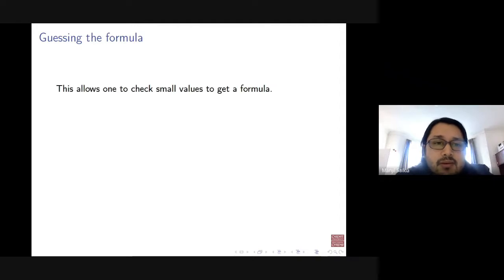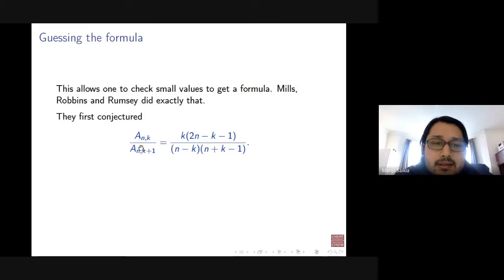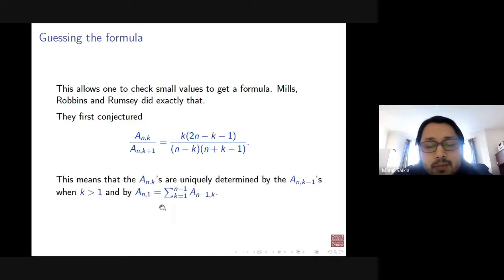So this allows one to check small values, and you can get some sort of a guessed formula. And Mills, Robbins, and Rumsey did that. They first conjectured that the successive ratios, A n k divided by A n k plus 1, is a nice rational function in terms of k and n. And once you have this conjecture, then it's okay, you have some steps, but you can just do the following.